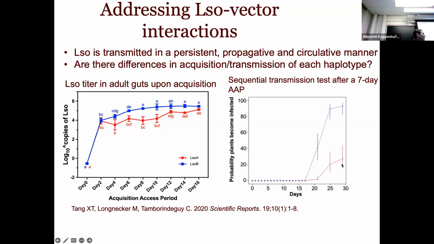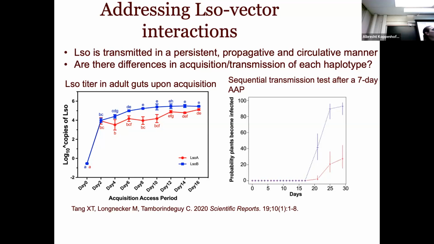And so probably that means that indeed this difference in acquisition also translates into a difference in transmission. LSOA is probably taking longer to circulate in the body of the insect and then be effectively transmitted into the new plants. So it appears that whatever is happening in the gut is important. The gut is delayed in the infection with LSOA, and this delayed infection has an effect on the transmission.